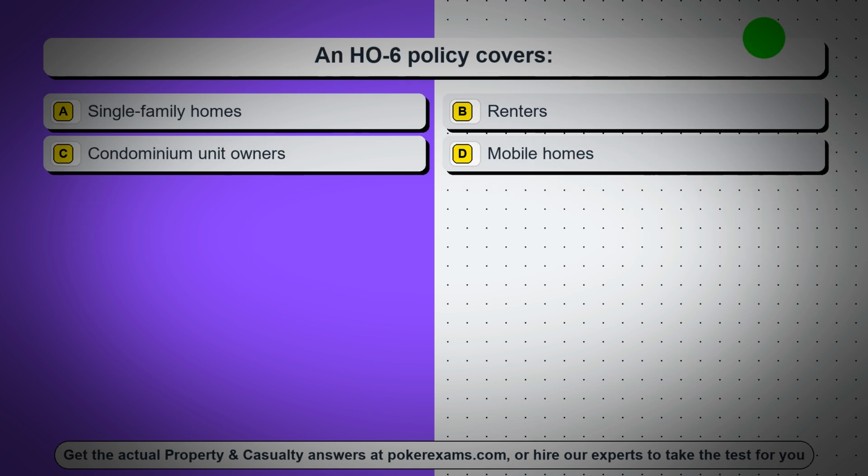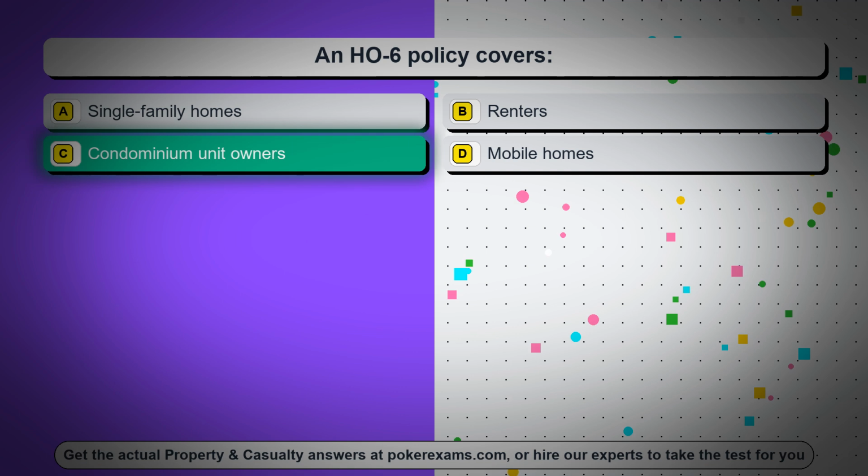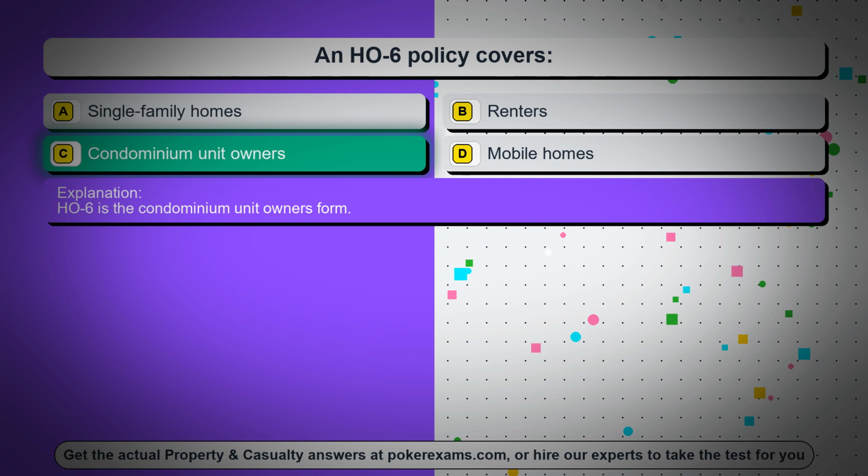Question 76. An HO6 policy covers: Option A, single-family homes. Option B, renters. Option C, condominium unit owners. Option D, mobile homes. The correct answer is option C, condominium unit owners. HO6 is the condominium unit owners form.